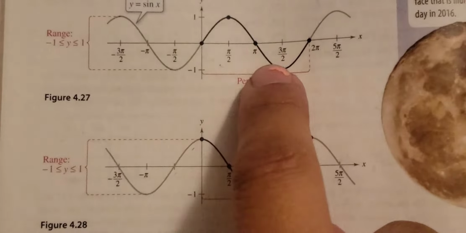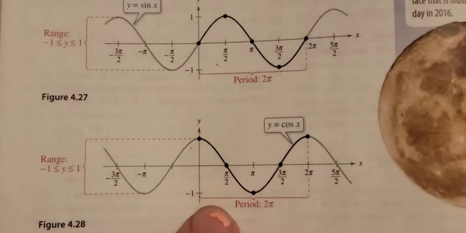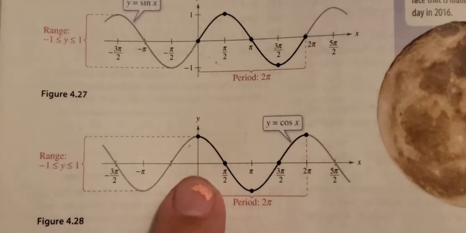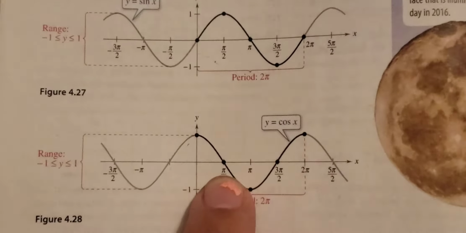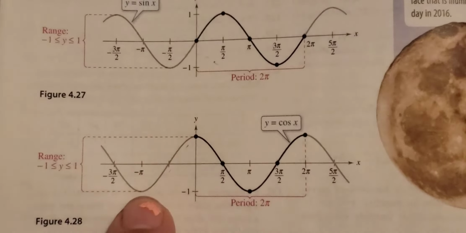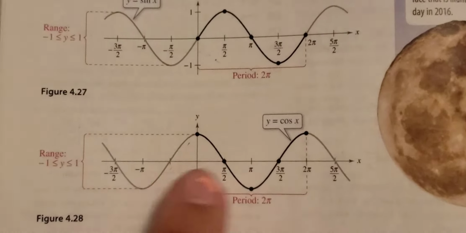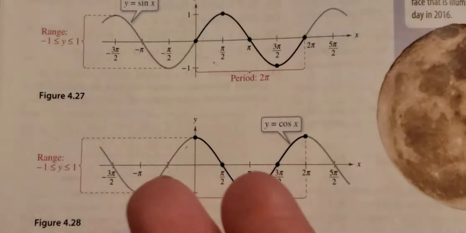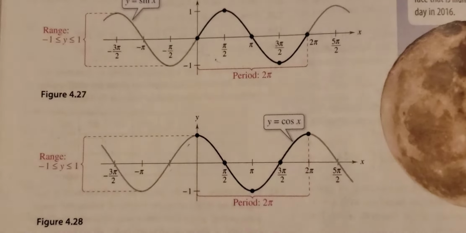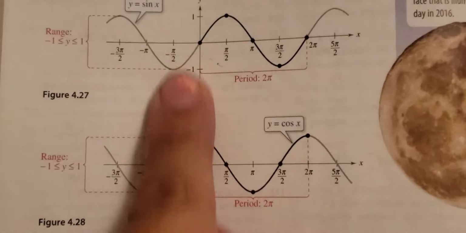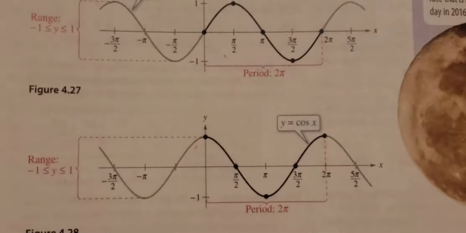And now this one's odd, this one's even. Here's the reason why this one's even. If I were to pick a value on the right side, for example, pi over 2, my y value is 0. And if I pick its opposite side on the other side, negative pi over 2, its y value is 0. So when they're the same, it's considered even. You actually learn this in Integrated 3. And then, of course, it's symmetrical about the y-axis. All right, awesome. Those are some things to explain.